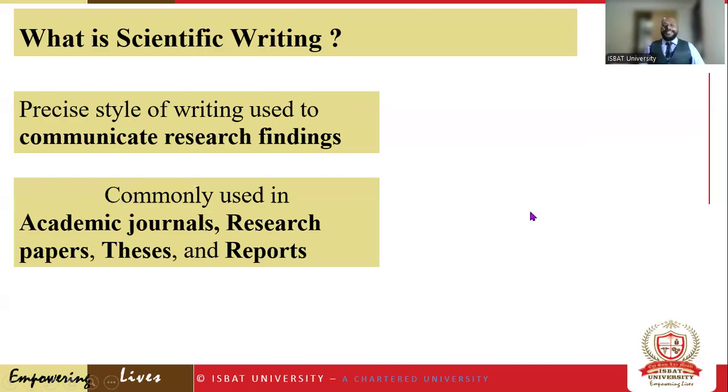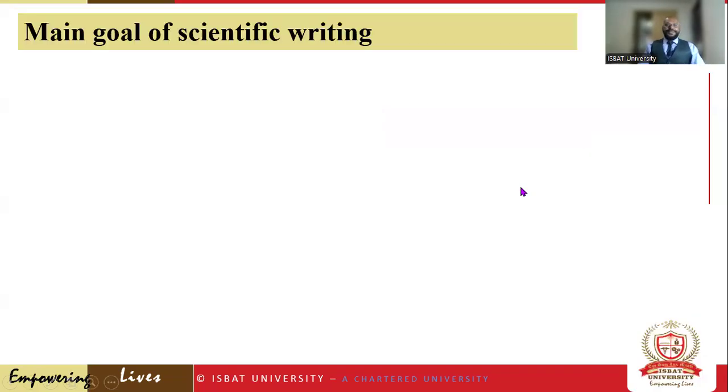Second thing, where is it used? It is commonly used to publish in academic journals, research papers, theses, and reports. So you need scientific writing to publish like this. Next, what is the main goal of scientific writing?